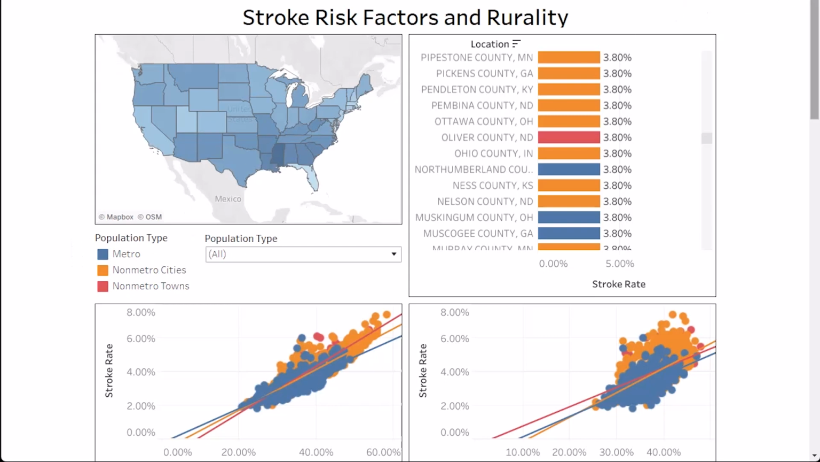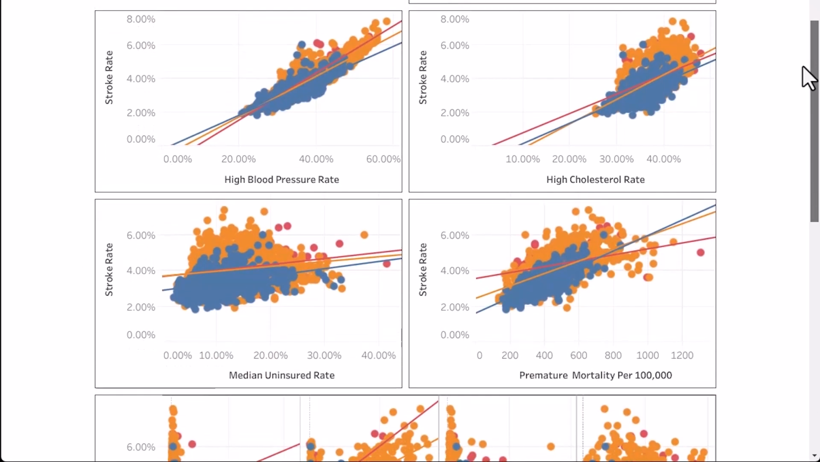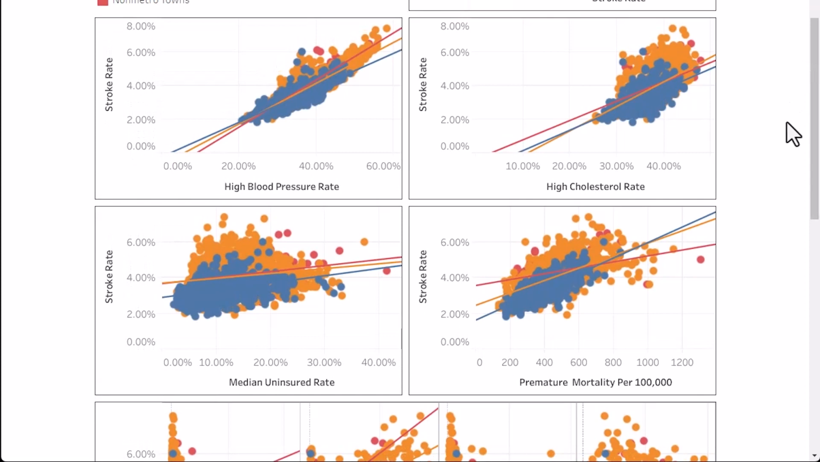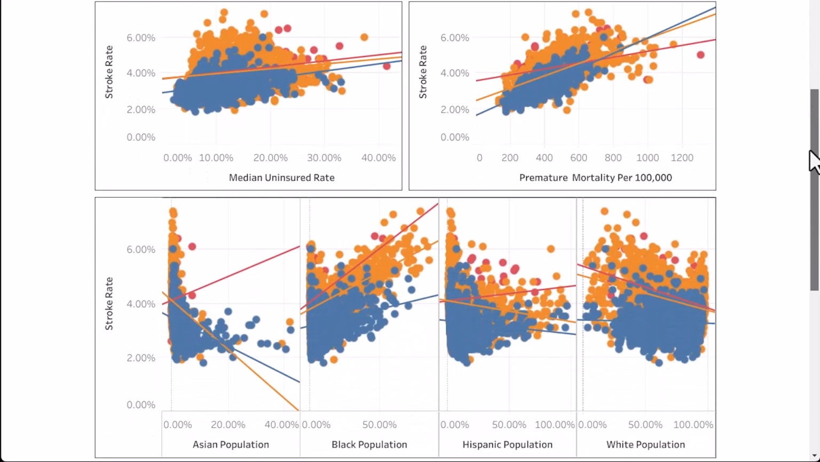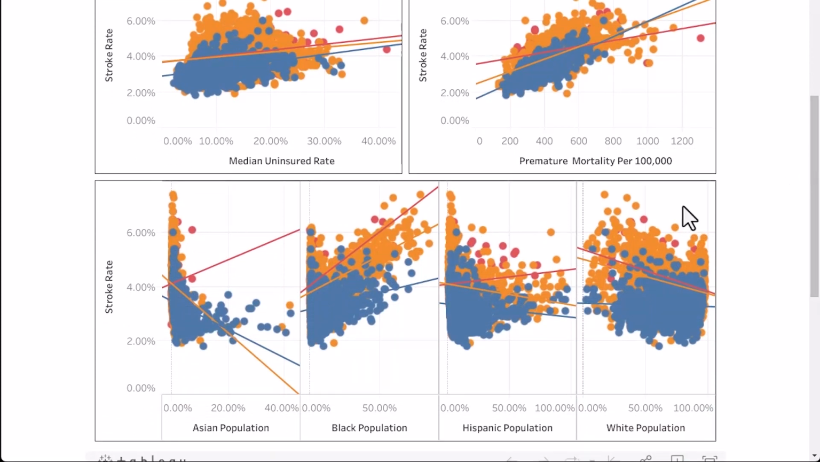Now below this, we have our plots. Here we're taking a look at the stroke rate and some other factors: high blood pressure rate, comparing that to stroke rate; high cholesterol rate, comparing that to stroke rate; premature mortality per 100,000 people, comparing that to stroke rate; and the median uninsured rate, comparing that to stroke rates. We're doing this comparison to see if there's any correlation between them, and you can see the relative correlation that there is. Below that, we have some race demographics, looking at stroke rates across each of these race demographics.